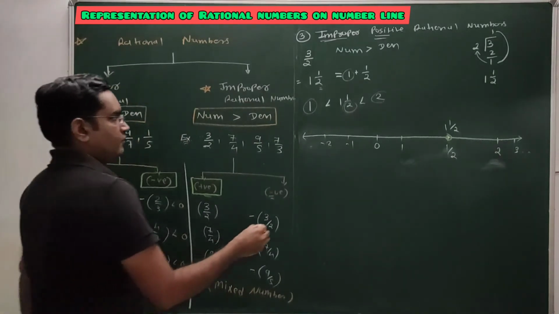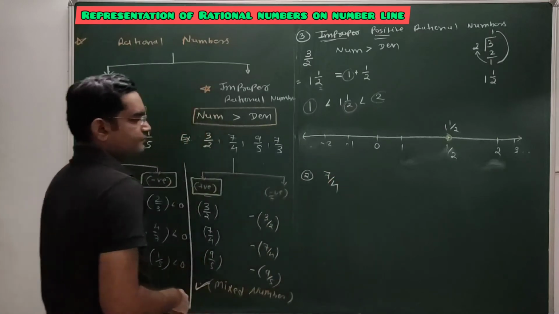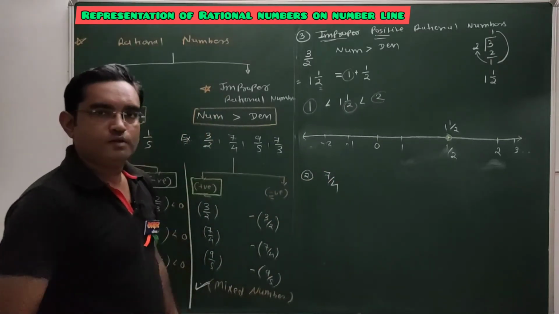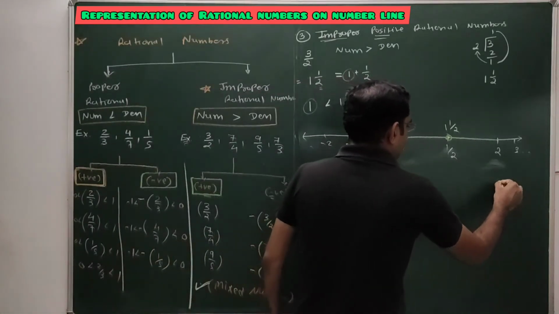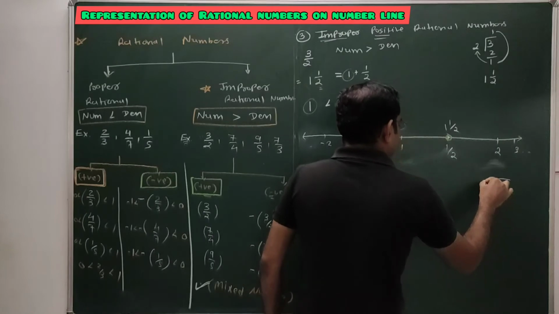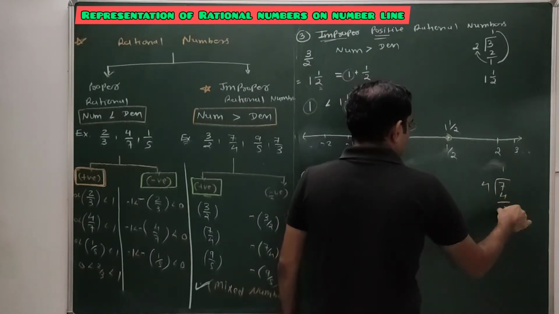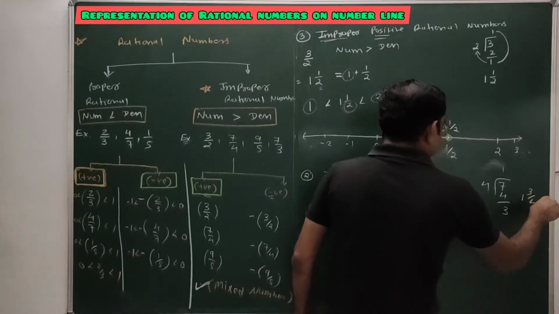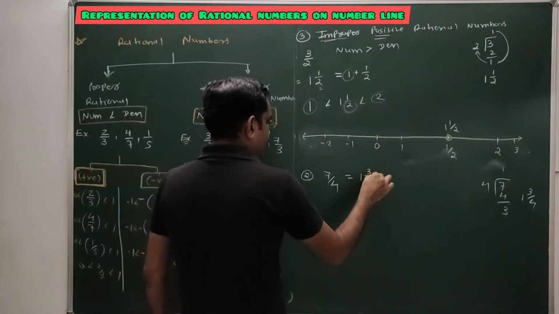Done. One more example, suppose 7/4 is there. So it's again an improper positive rational number. So an improper positive rational number must be converted into a mixed number. So 7 divided by 4. 4 ones are 4, remainder 3. So the equivalent mixed number is 1 integer 3/4.